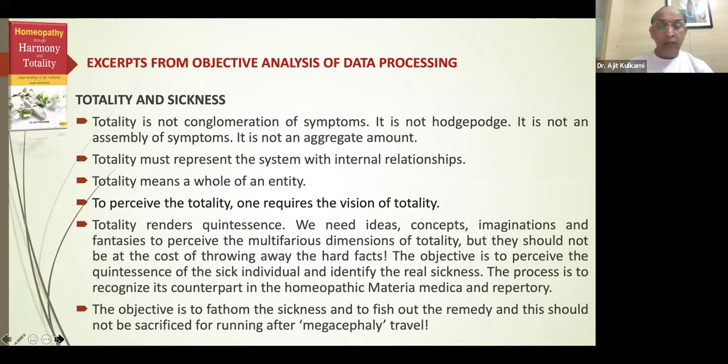Totality renders the quintessence, meaning essence. We need ideas, concepts, imaginations, and fantasies to perceive the multifarious dimensions of totality. But they should not be at the cost of throwing away the hard facts. You know, homeopathic materia medica, repertory, rather, everything about homeopathy is based on hard facts. You cannot remove the drug proving from our concept of homeopathy. It is not possible. It is injustice.